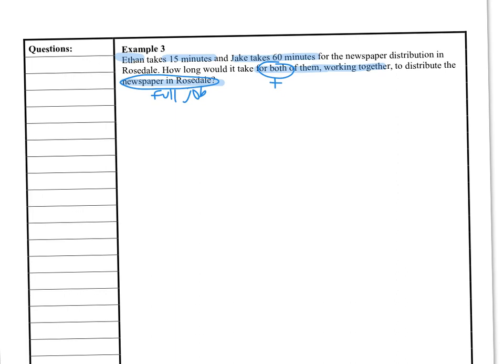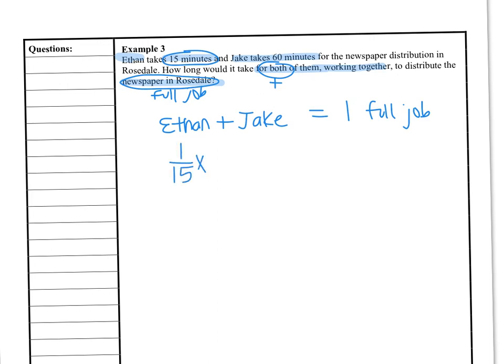Okay, so I'm going to write this out as Ethan. The time it takes Ethan plus the time it takes Jake is going to equal the 1 full job of distributing all the newspapers, working together. Okay, so in these types of problems, if we have 15 minutes, we're going to set Ethan's time up as 1 over 15x. So it's like 1/15 of the time. And then Jake, we're going to set up as plus 1/60th x, okay, and equal to 1. Okay, so 1 again represents the full job.